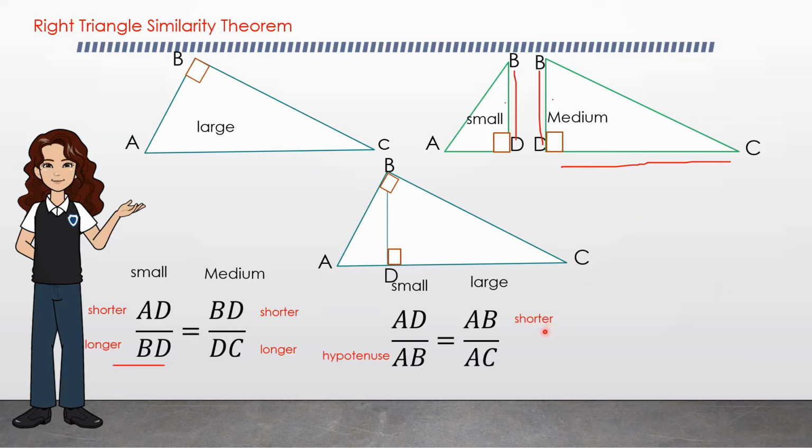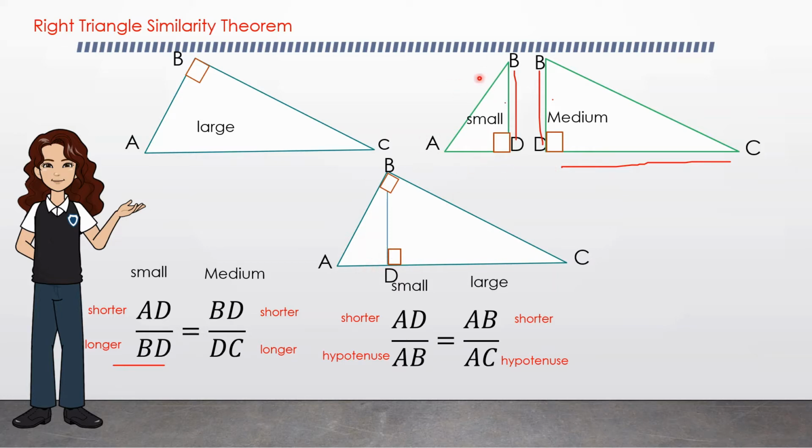Okay, let's find the corresponding parts. So, in a small triangle, hypotenuse. Then, what is the hypotenuse of the large triangle? This is the large triangle. The hypotenuse of the large triangle is segment AC. And this one, the corresponding of shorter leg in large. So, what will be the part of this small triangle? And that we call shorter leg again. But this is the segment AD. Okay, let's see now. Shorter over hypotenuse.